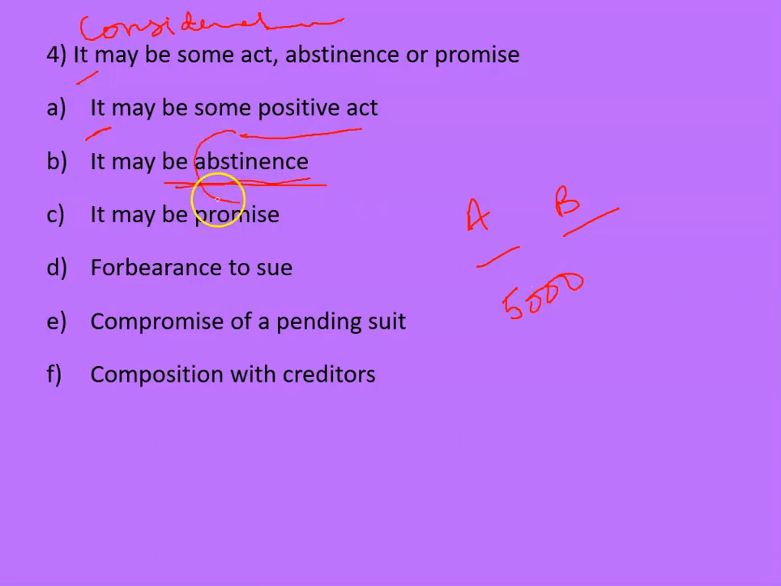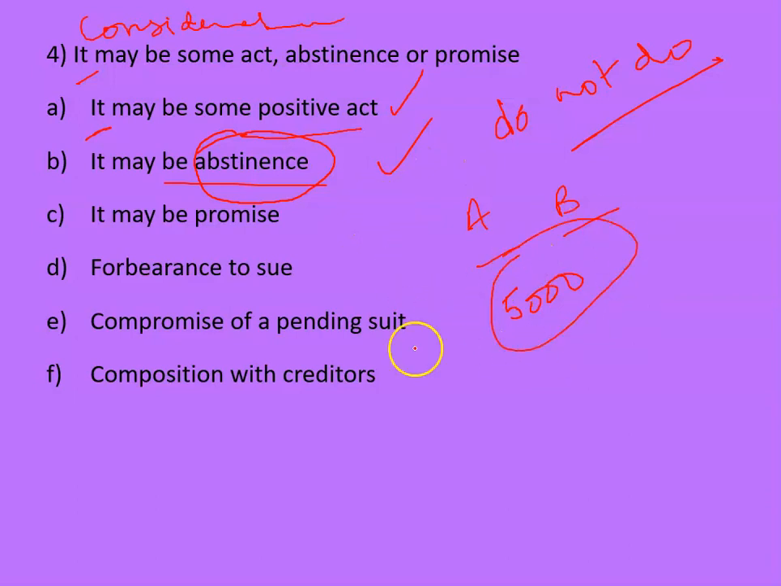So it is what? It is abstinence. What is A saying? A is saying that you do not do. So when we say do not do, it means abstinence, right? Positive act means you go to a shop, you buy something, it is a positive act. Abstinence means you do not do it, and in exchange for that I'll give you some amount of money, for example. So this is the example of abstinence, right?